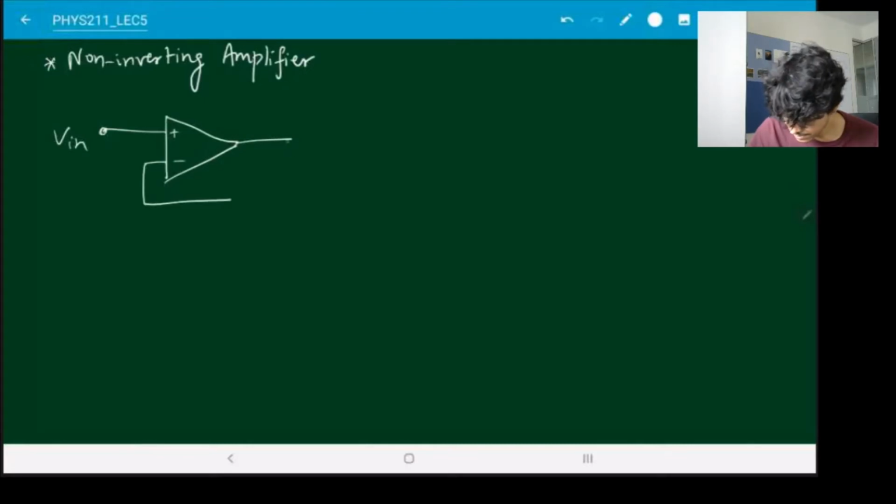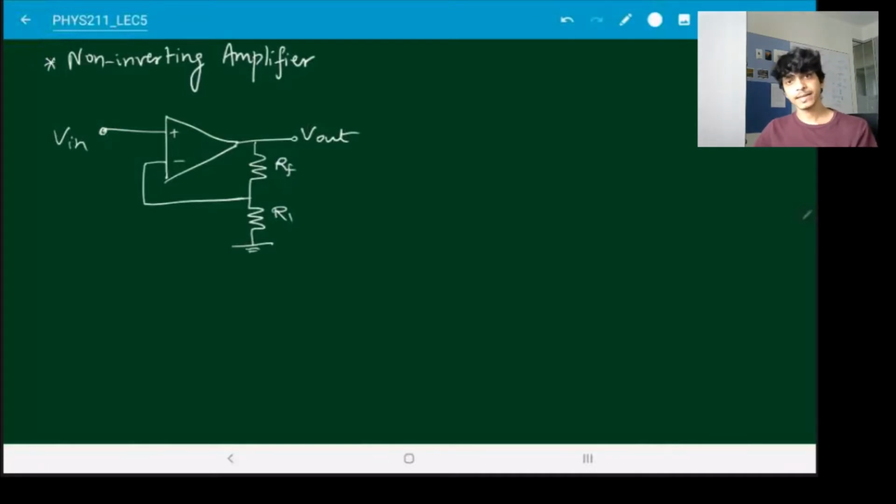So here is my op-amp. I'm going to put my input over here. RF, R1. So here's my circuit. Let's again step by step understand how this is to be done. It will help us develop the techniques for solving any kind of op-amp circuit.